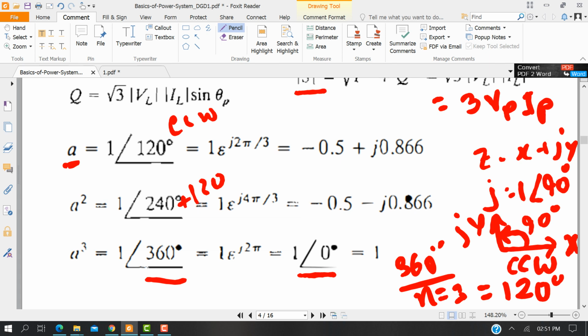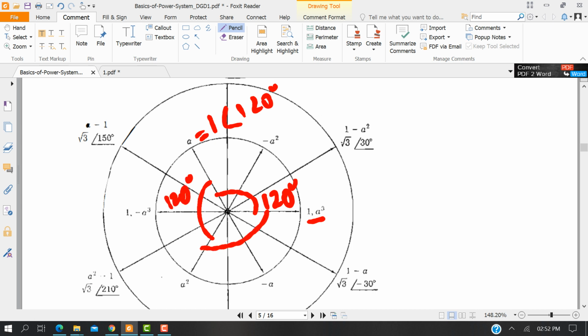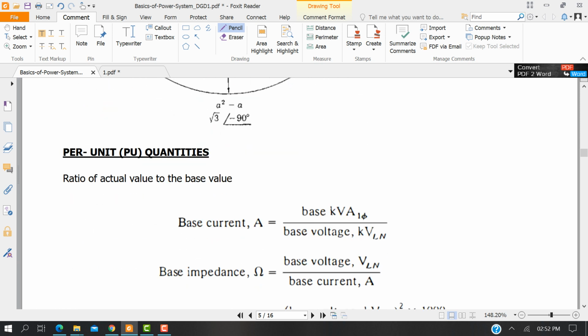Now see the graph over here: this is 1, and here is the 120. If we go 120 more then we get a square, and if I move another 120 then I once again get a cube or a square. So it's simple. The reason for introducing the operator a is to represent the three phases mathematically in a phasor.